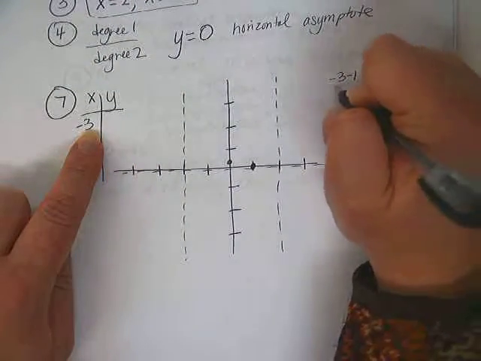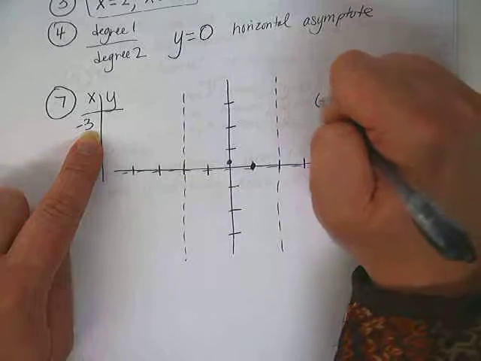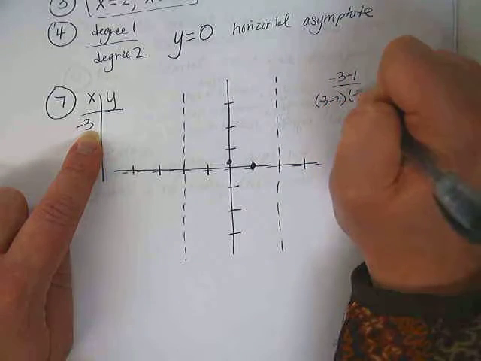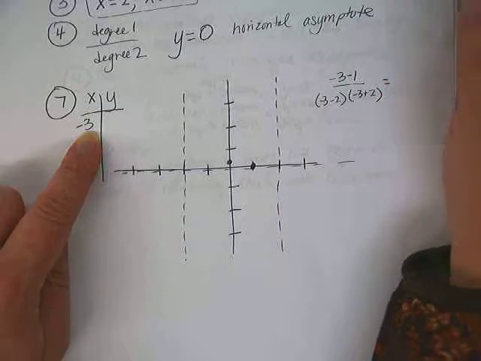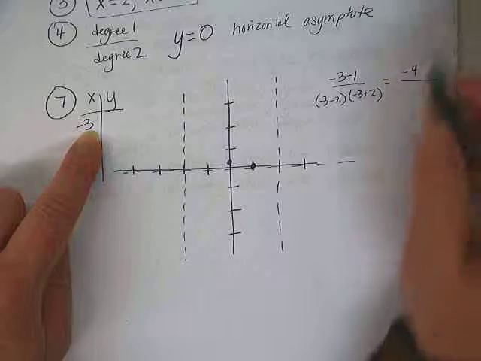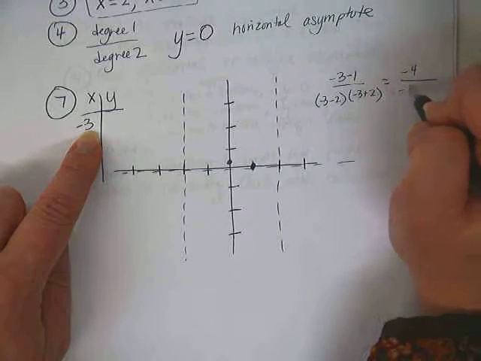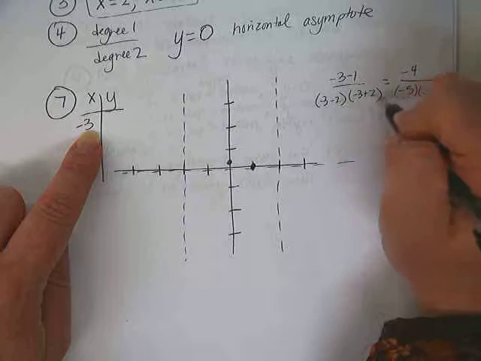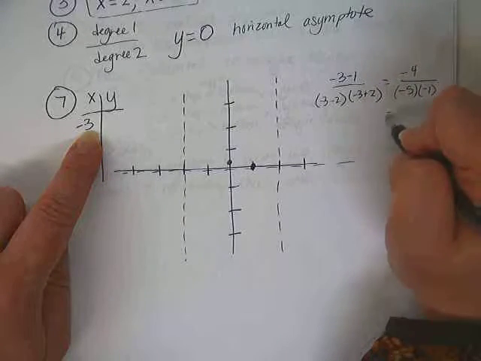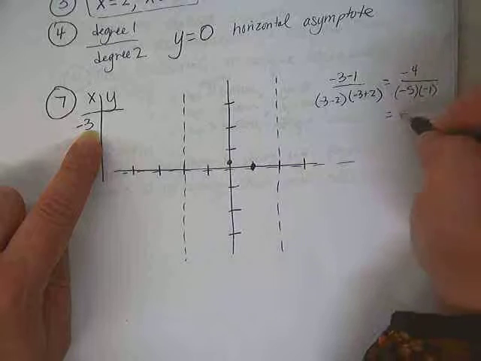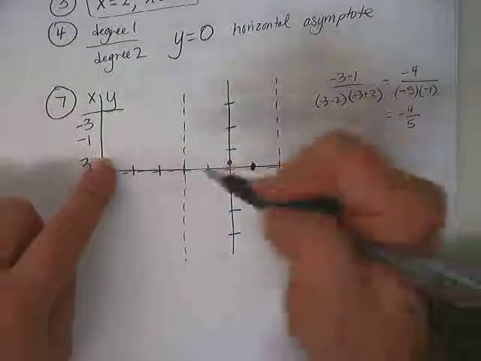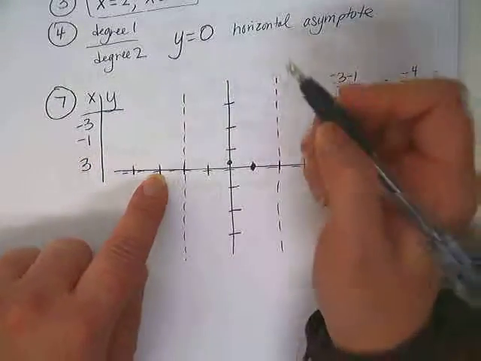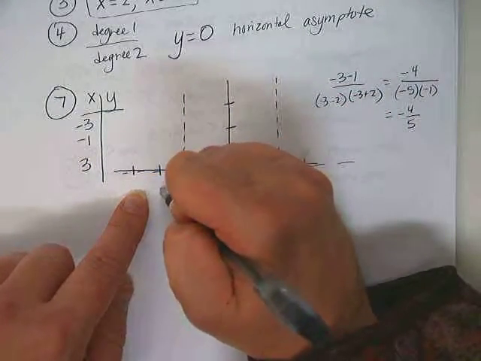So I'm going to go -3, I'm just going to do my little work over here. -3 minus 1. Hopefully you've all written that down already so you can see it, so I can put this where you can see it also. And then -3 minus 2 times -3 plus 2. Okay, what's -3 minus 1? -4. -3 minus 2 is a -5, and -3 plus 2 is a -1. So I end up getting negative over a positive, so -4/5.